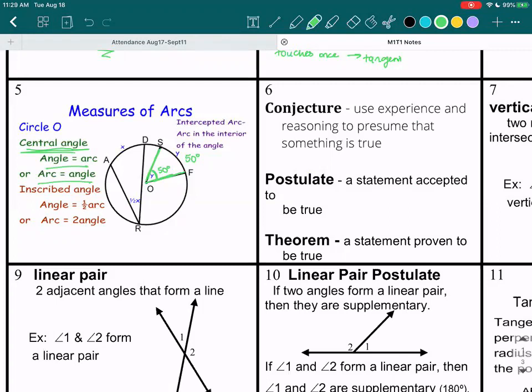This is as opposed to, I'll do this one in purple, I guess. I don't really have a red, so I'm just gonna do it in purple. Okay, this is your inscribed angle. And for your inscribed angle, the angle is half of the arc, or the arc is double the angle. Those are the two formulas you can use. For example, if this angle measured about 30 degrees, then that's half of the arc. So this would be 60 degrees. I just put numbers there to give you an example, okay? Do you guys have any questions about this one?